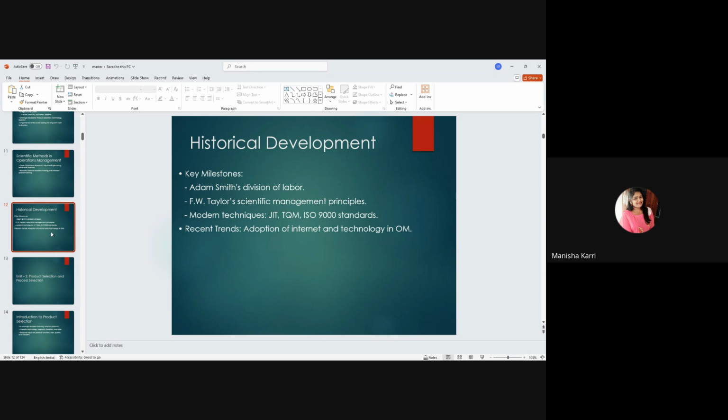So coming to the historical development of operations management. Adam Smith, division of labor. In the 18th century, Adam Smith introduced the idea of breaking down work into smaller tasks, in which each worker can specialize in different parts.